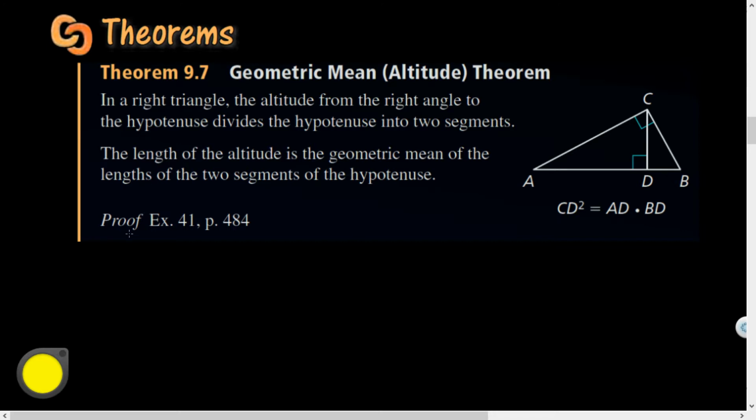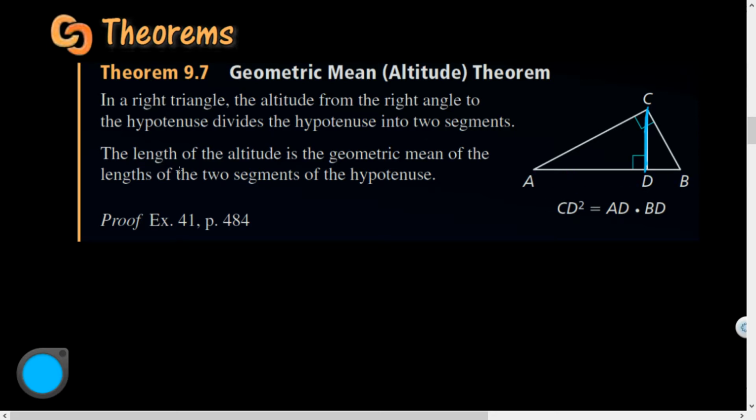Let's see if I can use some colors to colorize this for us. So it says the following. In a right triangle, the altitude from the right angle to the hypotenuse divides the hypotenuse into two segments. So I draw this. Right? The hypotenuse is divided now into two segments. Agreed?